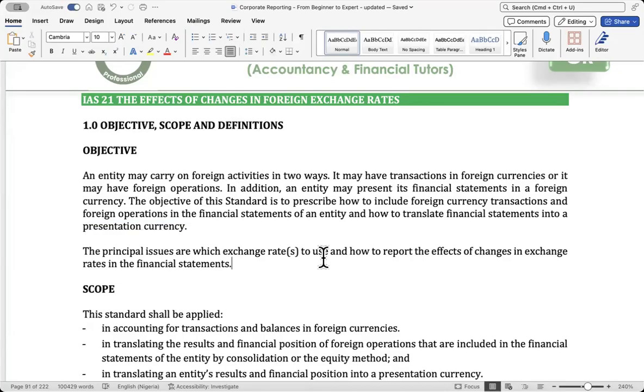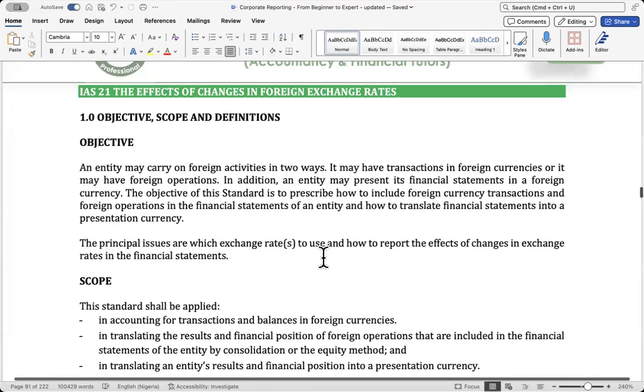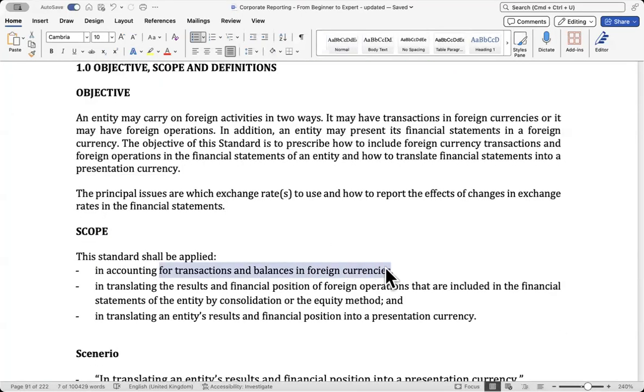So from what I've said now, I will teach you how to account for transactions and balances that you have in foreign currency. I will teach you how to translate the result and position of a foreign operation that you included using the equity method or consolidation method. We'll show you how you translate those. And then how you translate result and position into presentation currency majorly. So I've given you some scenarios already. Let me throw some practical light on what we want to talk about.